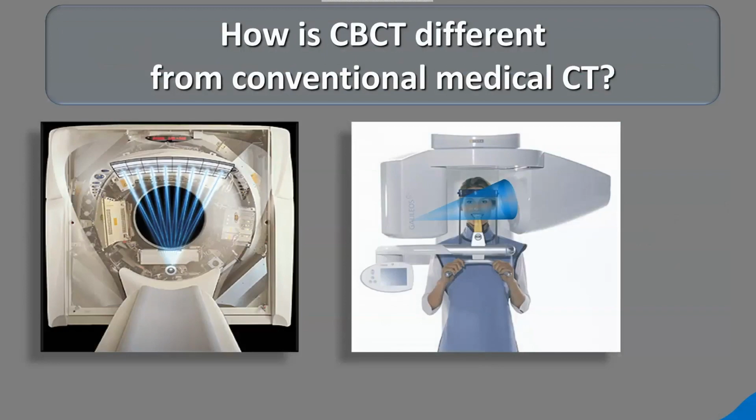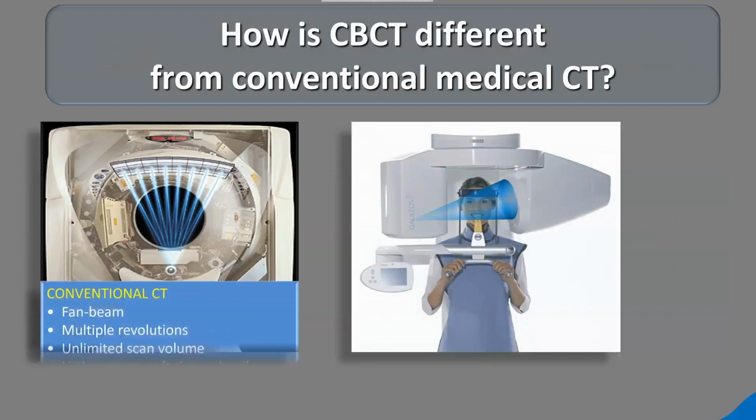All right, how is cone-beam CT different from conventional medical CT? Well, on the left-hand side, we see a medical CT. This has a very, very highly collimated fan beam. Because it's such a highly collimated fan beam, there's actually very little scatter. And that's why we have excellent soft tissue detail. So what hits that receptor is actually going to be 95% signal, only 5% scatter. Now this does multiple revolutions. We say it has an unlimited scan volume. It can go from your head to your toes very, very quickly. But this does come at a higher cost as well as a higher dose to the patient.